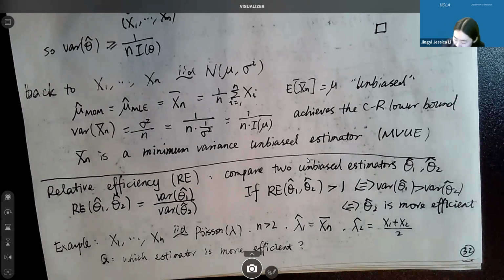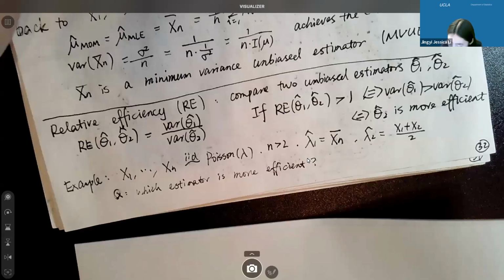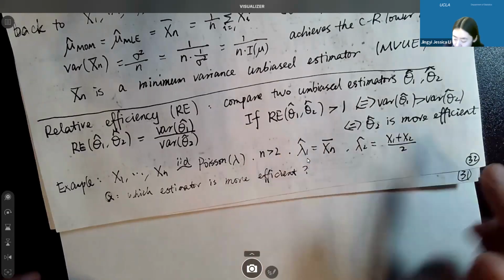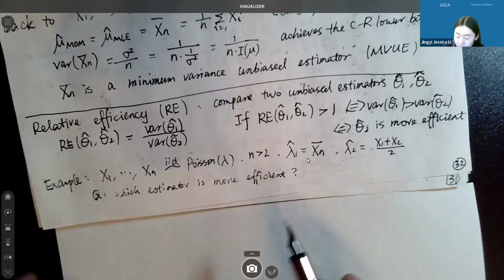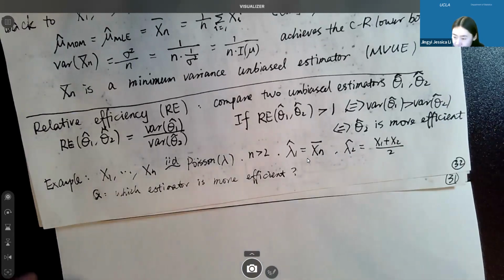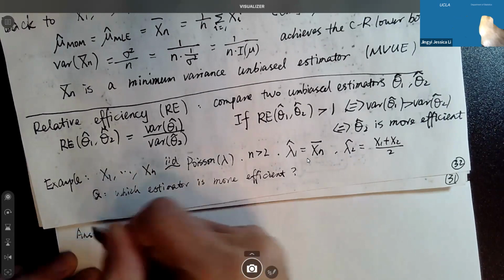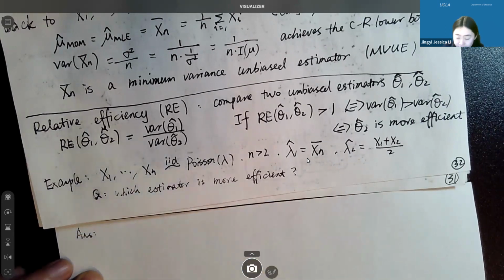So to confirm that, we need to first verify both estimators are unbiased, right? This is the condition. When they're both unbiased, then we don't need to compare their bias because they're both 0. Then we just need to compare their variances. That's what we are going to do. So to answer this question, we just need to calculate the variance of each estimator.